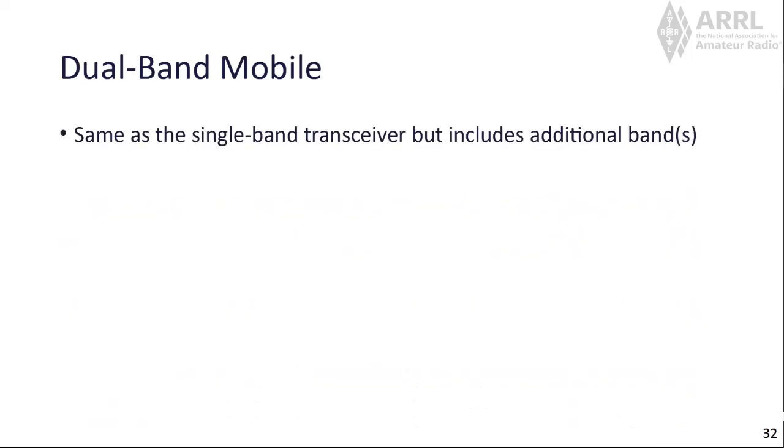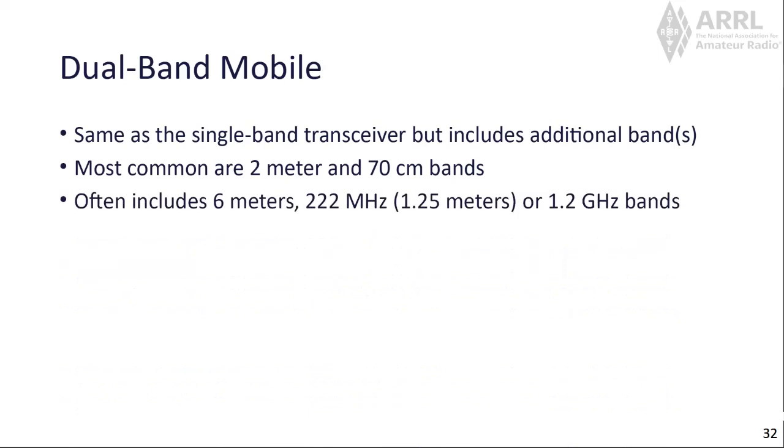Okay, next one up. Dual band mobile radios, same as the single band, except that you can run it on 2 bands. This little thing here is a dual band mobile radio because I can carry it around with me, and it does 2 bands. Some of them include 6 meters. Some of them have the 220 megahertz band or 1.25 meters, or they can go up to 1.2 gigahertz.